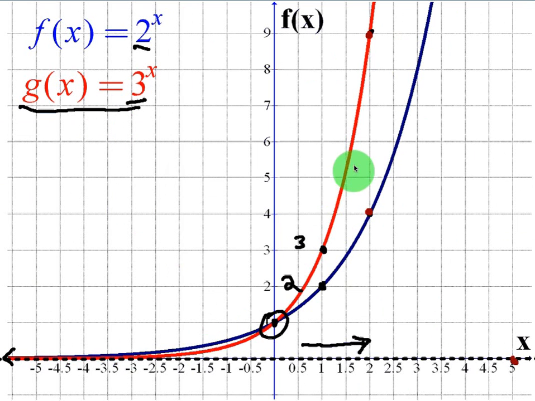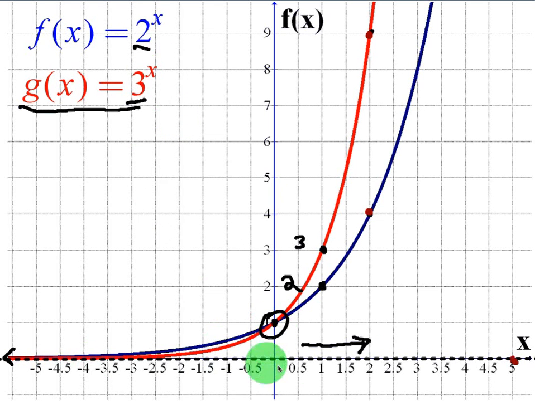Now here's what's interesting. You notice g of x has the bigger base of 3. It ends up being smaller before you get to 0. And that's because you have a negative exponent here. It's going to make the number smaller because you're dividing by a bigger number. When it gets to 0, they're the same because anything to the 0 power is 1, so they cross.